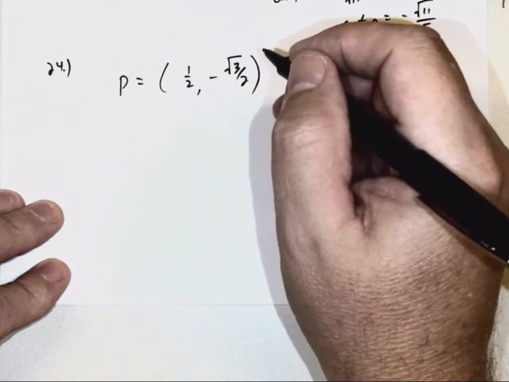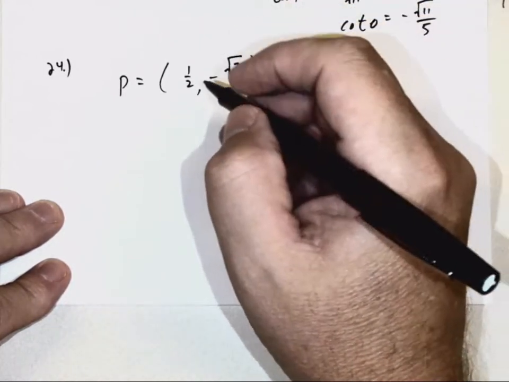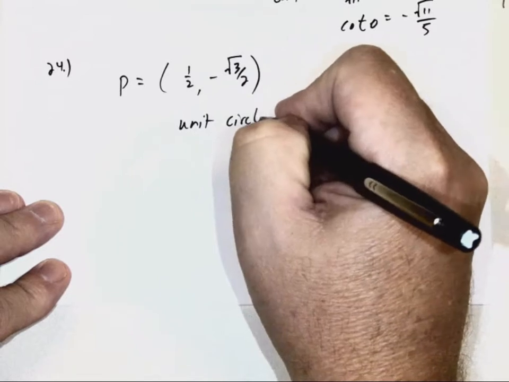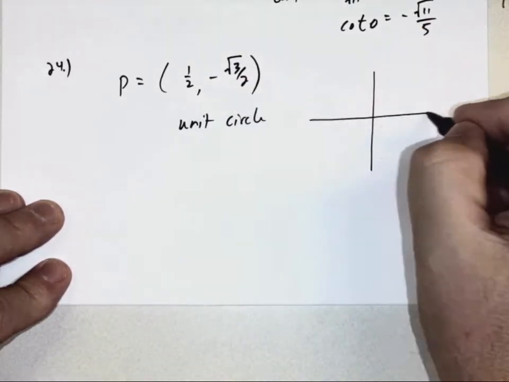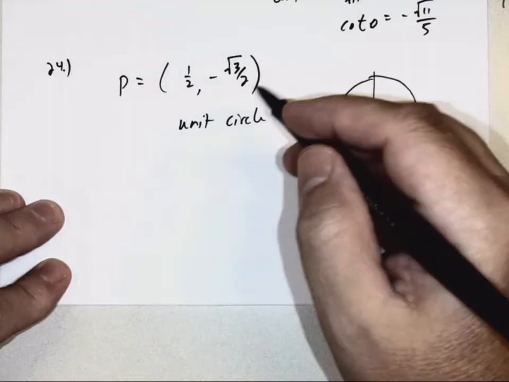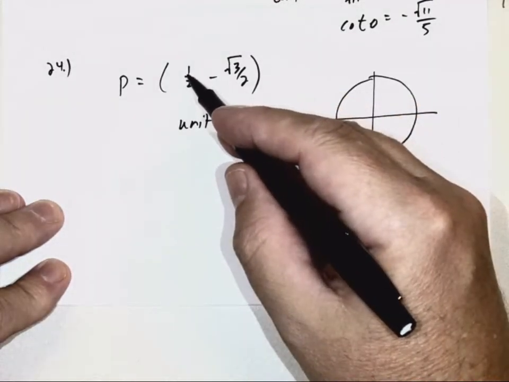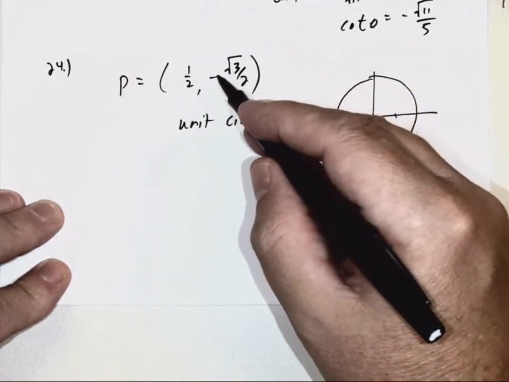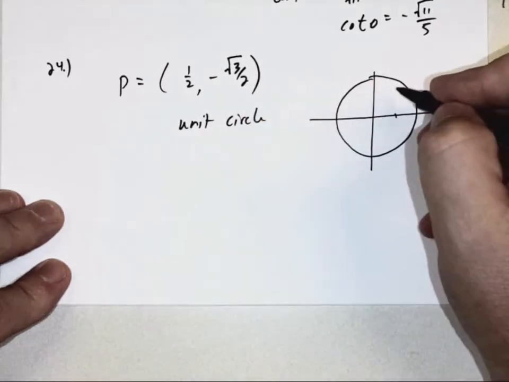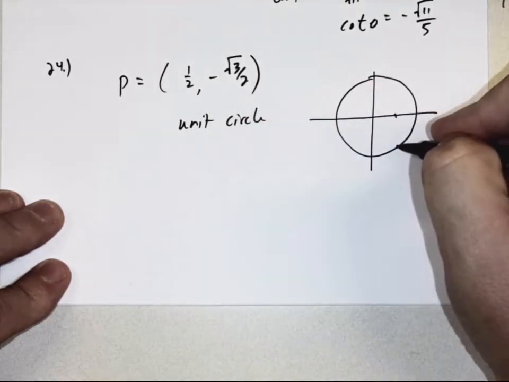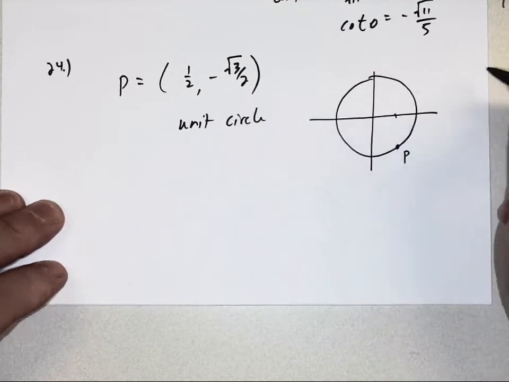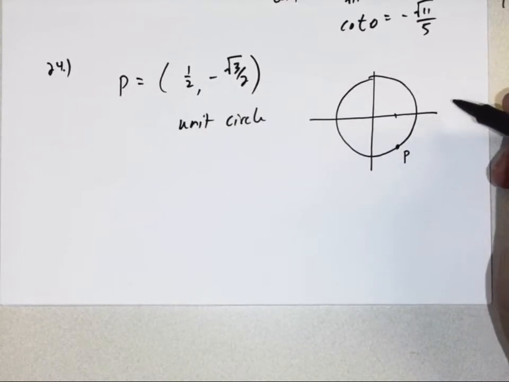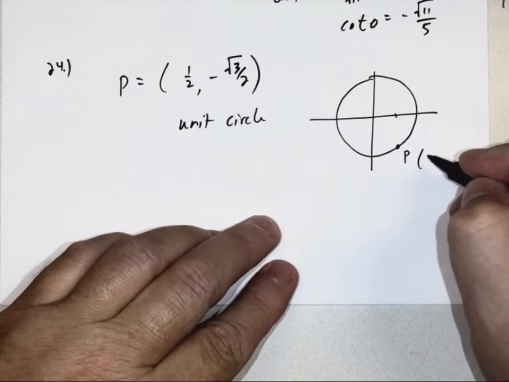So basically, this is a point on the unit circle. My guess is if this is the x, which is 1/2, which is about right here, and negative square root 3 over 2 is like negative 0.7, my guess is it's negative. You don't have to draw the picture here, but just to visualize it, looks like this point's down here.